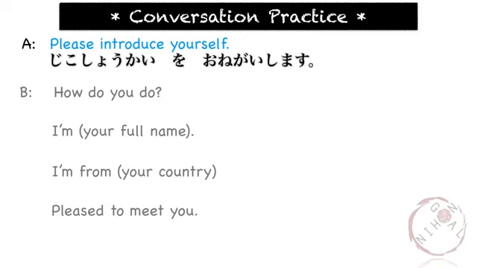The first is introducing yourself. So I am A and you will be B. So please fill in the necessary information and then see if you can introduce yourself in Japanese. Okay, let's begin. 自己紹介をお願いします。Okay, so I hope you were able to introduce yourself in Japanese.